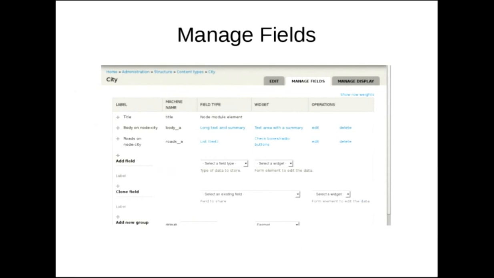So now we come back here. This is the city bundle, and again you can see he's got two fields, body on node city and roads on node city, and what they are is list text. Now, where does list text have its settings in core? What is a list text? What do you get to set on it? Allowable values, right? Like 1, 2, 3, 4, A, B, C, D, street names, city names, something. You get to put all those in, but where are they?